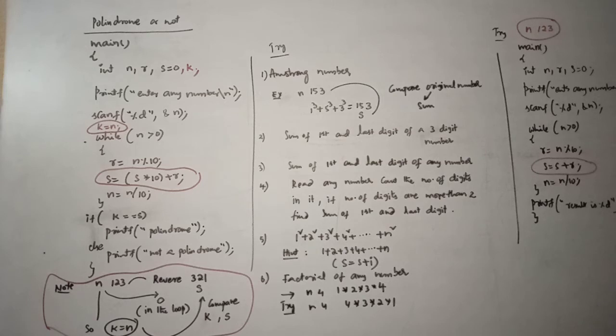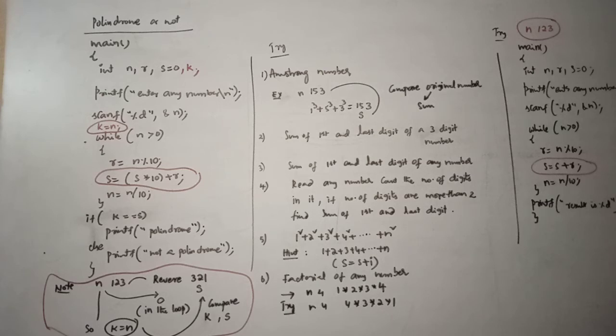But what happens in the loop is your original number becomes 0. So you keep your original number in another variable k, because we need to compare the original number with the reversed number. As the original number is becoming 0, you put it in k and compare k with s. Look at the if condition. If k is equal to s, where k is your original number and s is your reversed number, and the condition is true, it is a palindrome, otherwise not a palindrome.